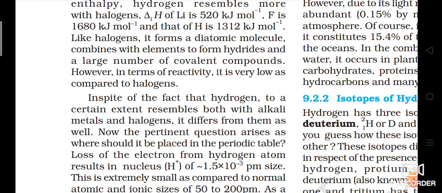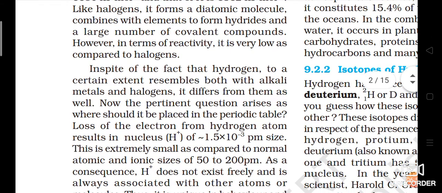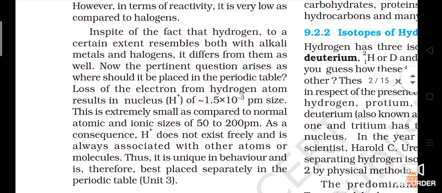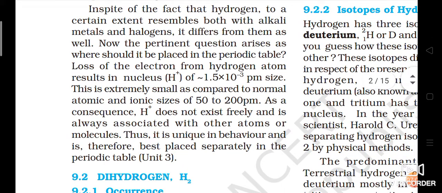This is extremely small as compared to normal atomic and ionic size, which is 50 to 200 picometer. As a consequence, H plus does not exist freely and is always associated with other atoms or molecules. Thus, it is unique in behavior and it is therefore best placed separately in the periodic table. You read this in unit 3. That's the reason I gave the answer beforehand. I hope everyone got it.